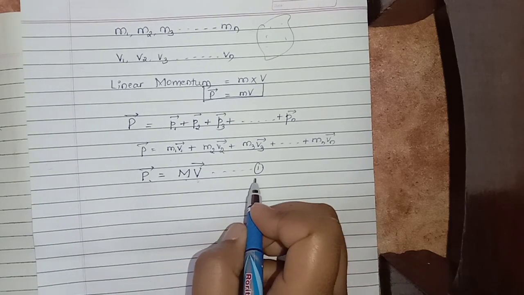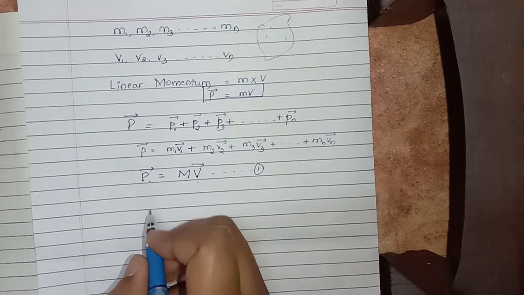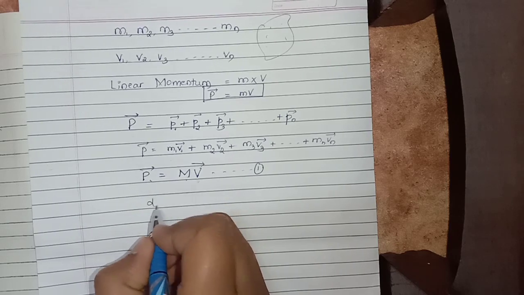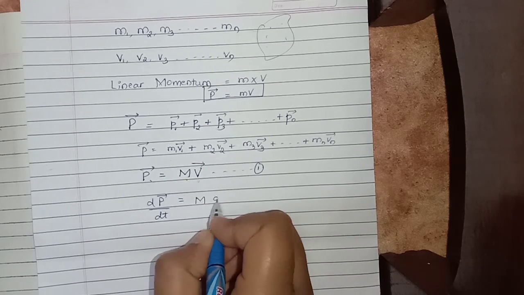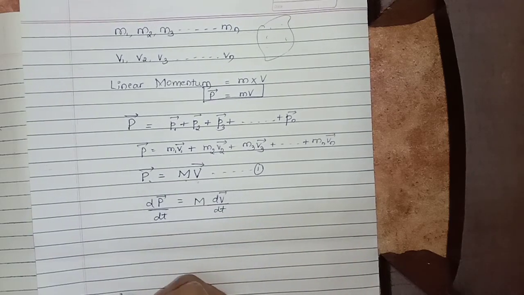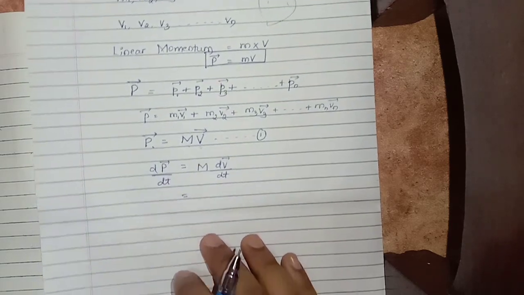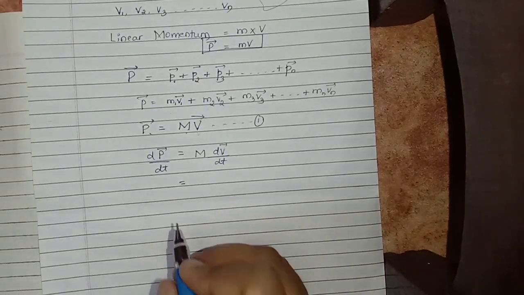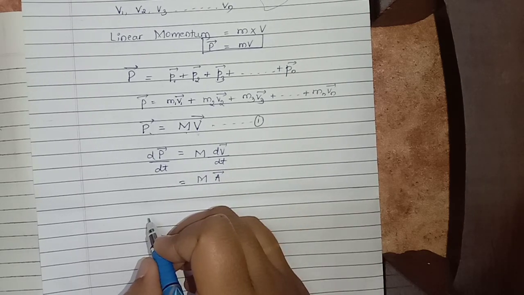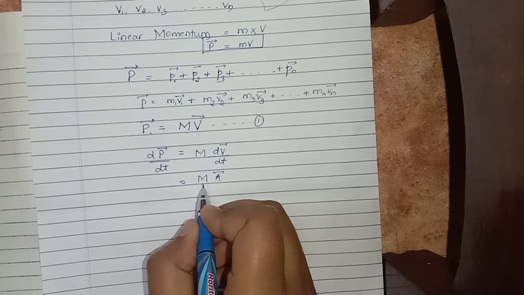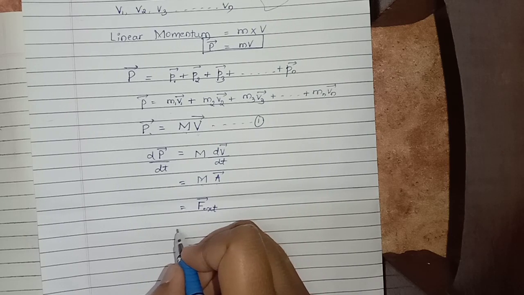Now differentiate equation number 1 with respect to time t. What happens? dp by dt equals M as it is, times dV by dt. This M into dV by dt is nothing but, as we saw in the last expression, capital A, the acceleration. And the product of M into A is nothing but F external. We derived this in the last derivation.